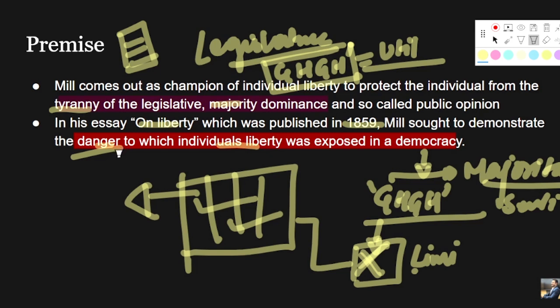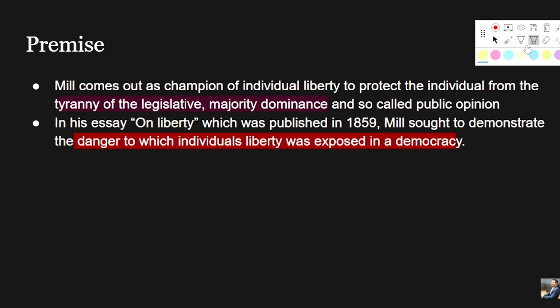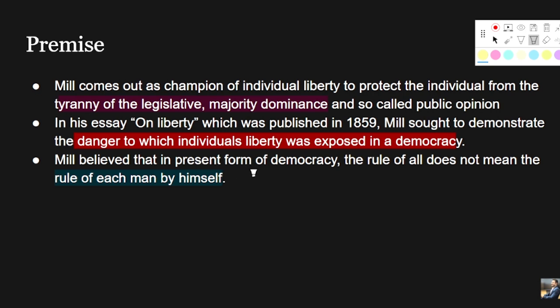It is posing vulnerability to the people who are part of the state at large, and this is how Mill demonstrated the danger to which individual liberty was exposed in a democracy. All right, so Mill believed that in the present form of democracy the rule of all does not mean the rule of each man by himself, right? Basically, democracy is the idea of rule of all. This is the fundamental notion of democracy.